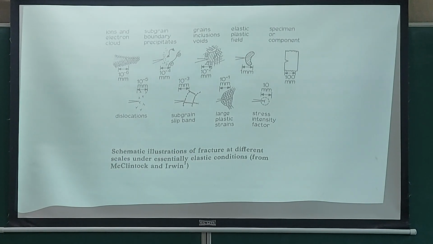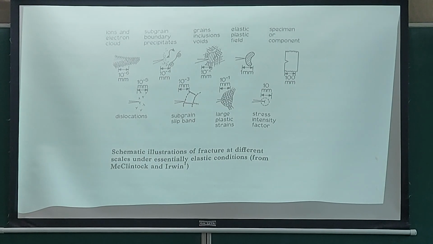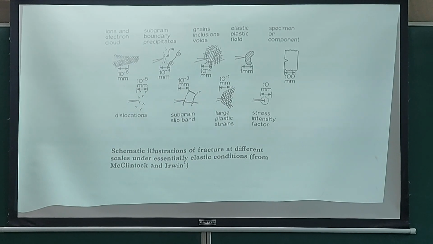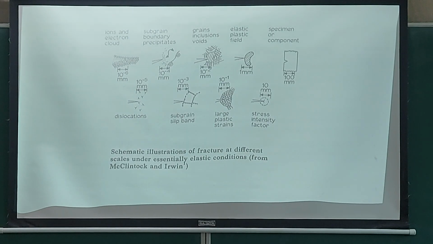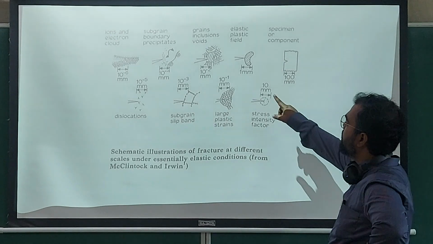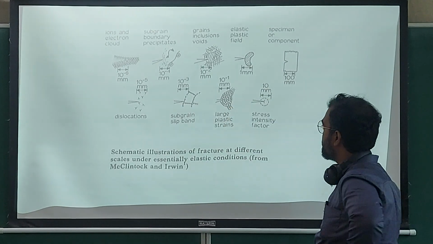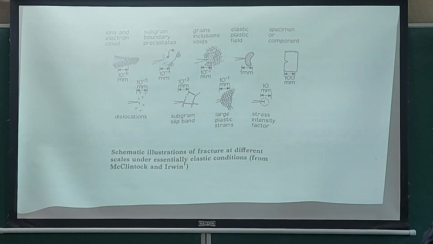And then you have subgrain boundaries, 10 to the power minus 4 millimeter. So that is 0.1 micron. Then subgrain slip bands, 10 to the power minus 3, so micron levels. And grain inclusions, voids, and the elastic-plastic field are in the range of 1 millimeter. Large plastic strain is in the range of 0.1 millimeter. Stress intensity factor is in the range of 10 millimeter.